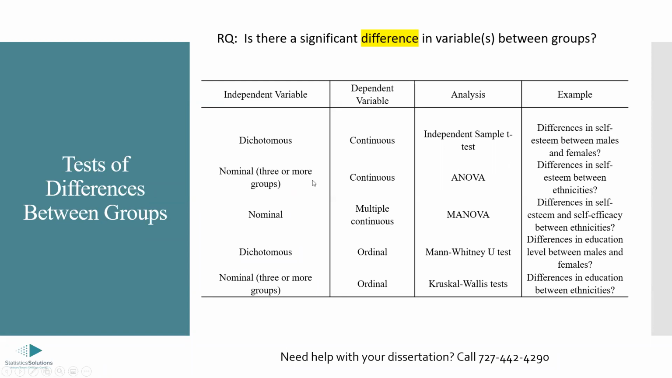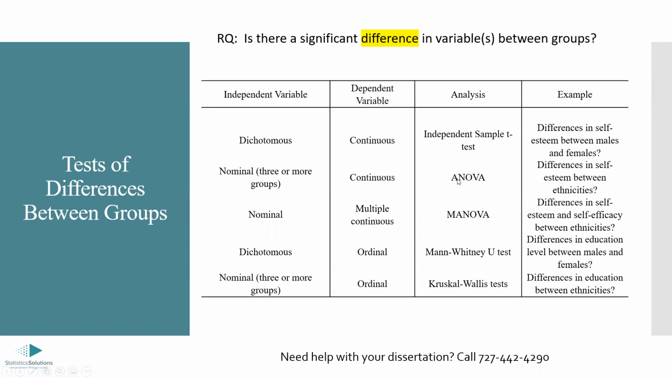t-test. If you have three or more possibilities, then you can do an analysis of variance. That is an ANOVA. So instead of gender, say you use ethnicity here, then you can use an analysis of variance to test, are there differences in a continuous variable between those multiple groups?